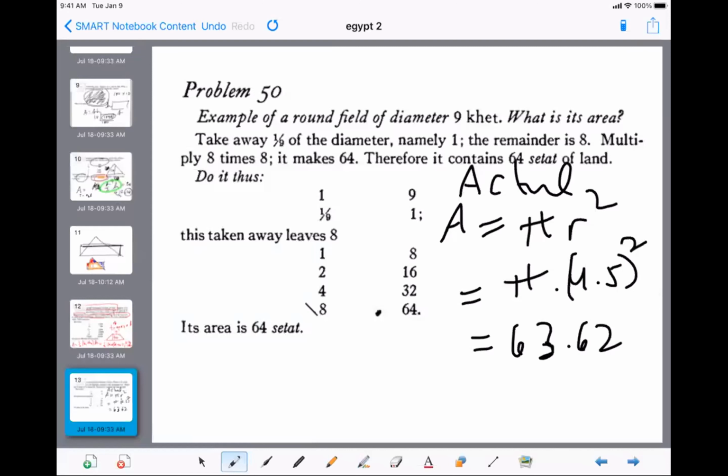That does not mean that they had pi, like an idea that there's some ratio between the circumference and diameter. And that's okay. They had a formula for the area of a circle. And let's see what their formula is. They got 64, which is not the exact answer, but it's a pretty good answer. It's off by about 6%.